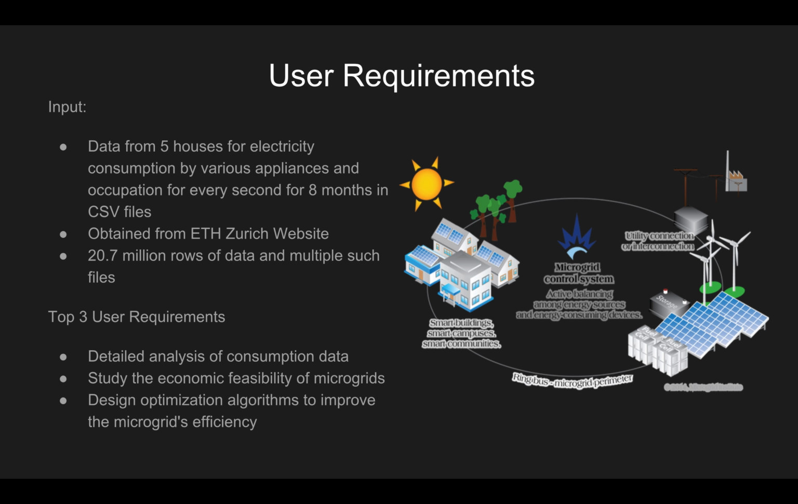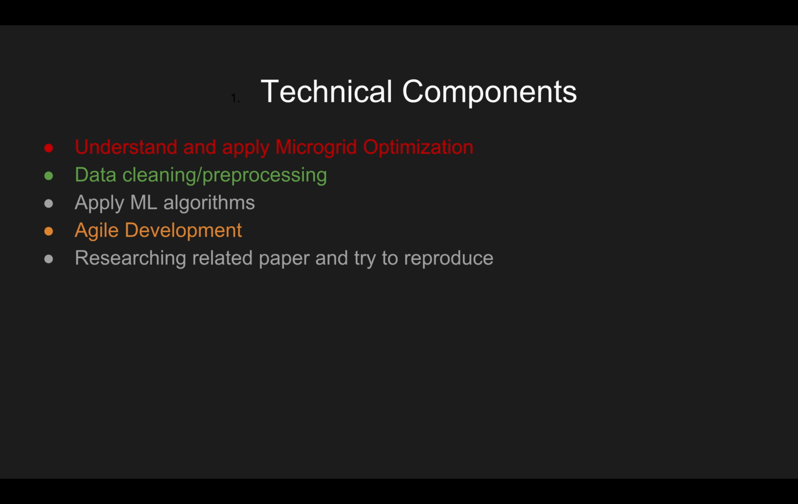And then our top 3 user requirements are we have to do a detailed analysis of consumption data, and then we have to study the economic feasibility of the microgrids, and then we have to design optimization algorithms to improve the microgrid's efficiency. For technical components, we first need to learn about details on microgrid optimization.